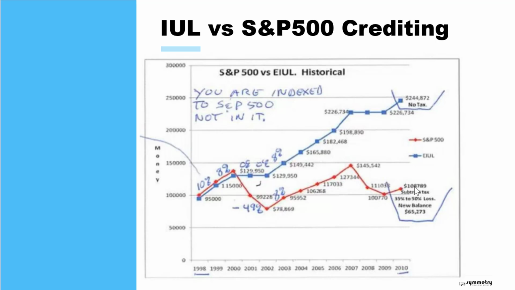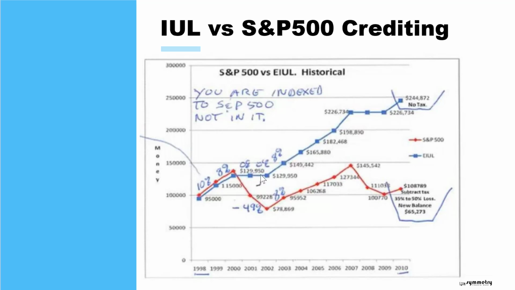If we had invested $100,000 at the beginning of this period in 1998 and just left our funds there and not made any changes, we would have at the end of that period $108,789. Okay, and then here there's a little note about you would lose 30% to 50% of this in tax, but we're not worrying about that today. That's another video.